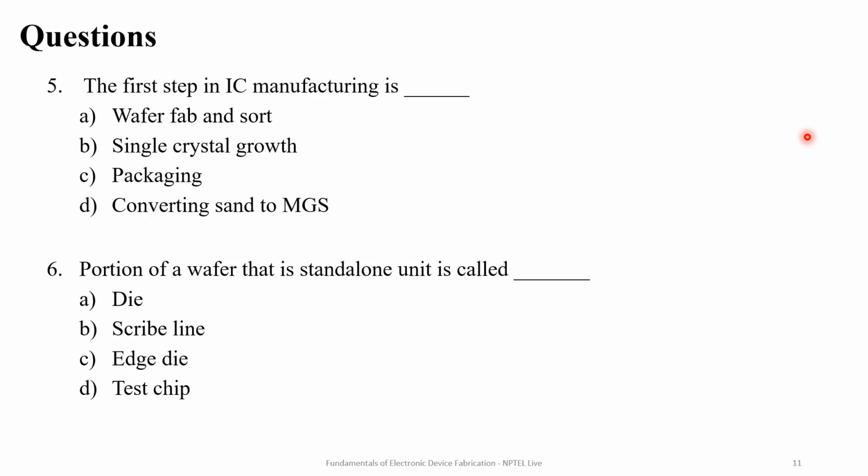Again, coming back to the question: the first step in IC manufacturing is dash. I think this is a rather straightforward question. Before you start manufacturing any IC, what do you do? Wafer fabrication and sorting, single crystal growth, packaging, or converting sand to MGS.